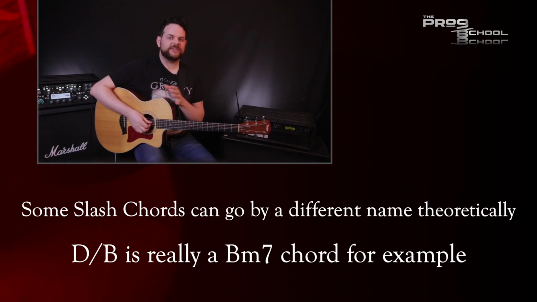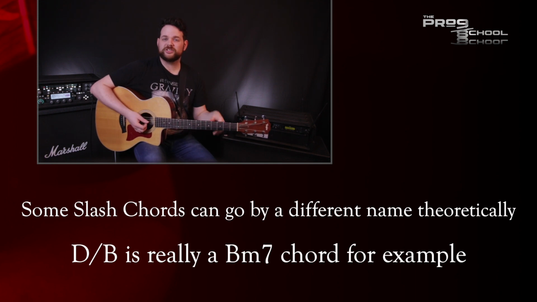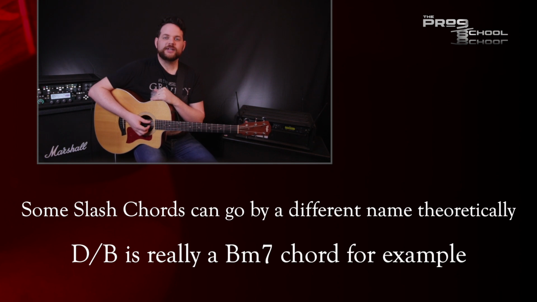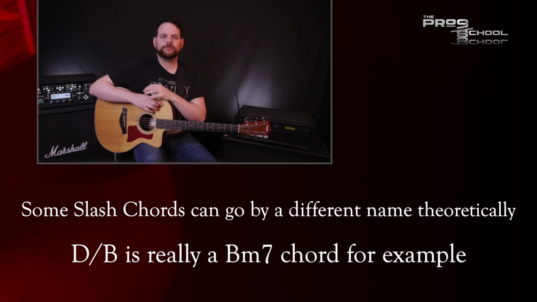One thing to note is that some of these slash chords can go by a different name. D over B, for example, is just a B minor 7, and you would basically never see it written as D over B. So some of these slash chords might end up with a different name theoretically, but the sound of them is what's most important.